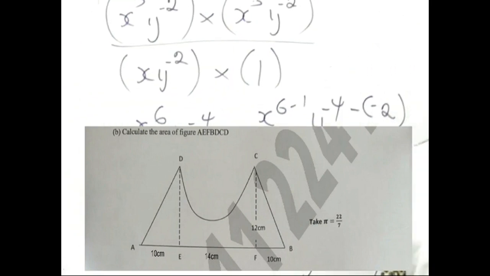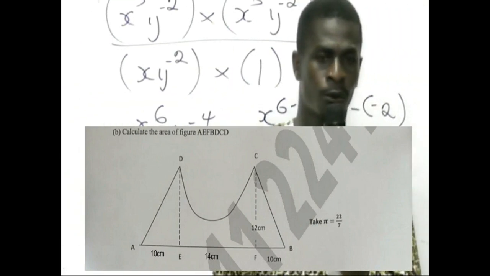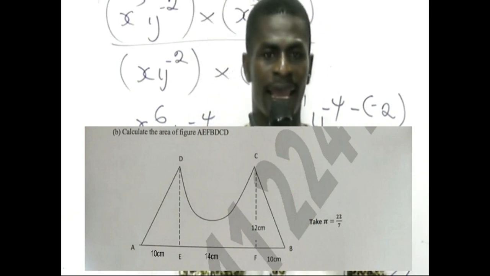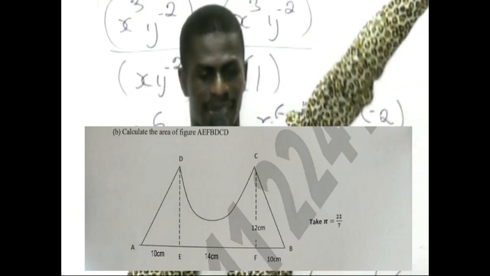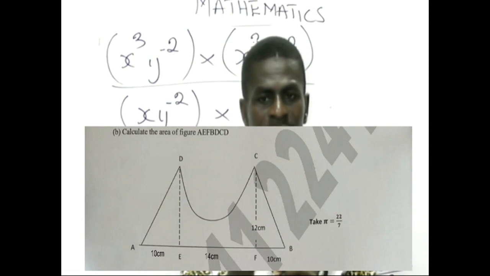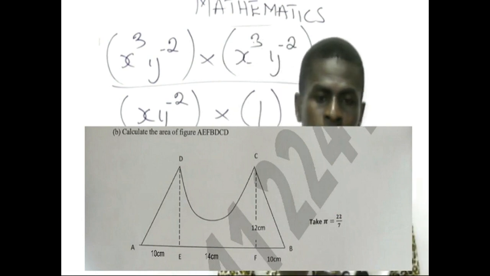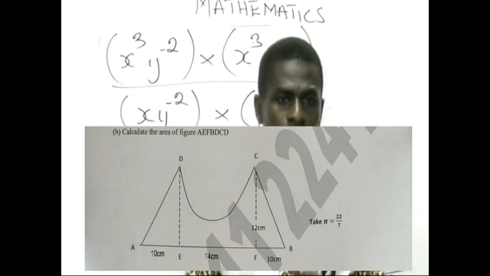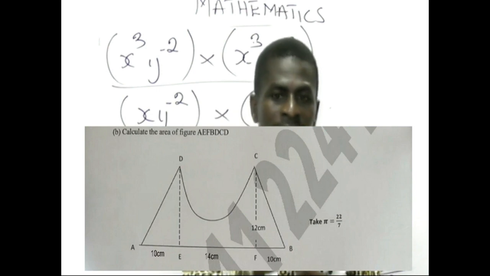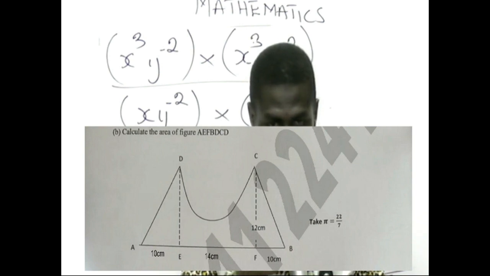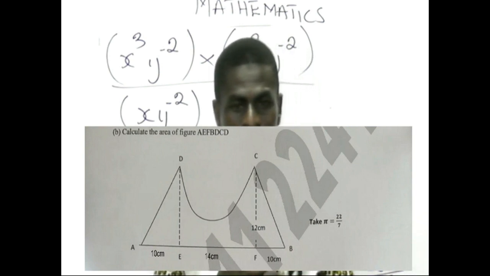So once again, we have been asked to calculate the area of a figure A, E, F, B, D, C. And so if we carefully study the diagram that is projected on the screen, you can see a semicircular cutout. But if you study the diagram carefully, you see that it's a trapezium.